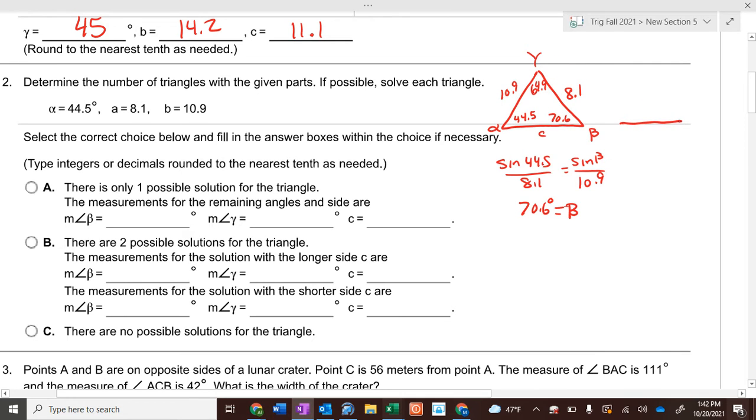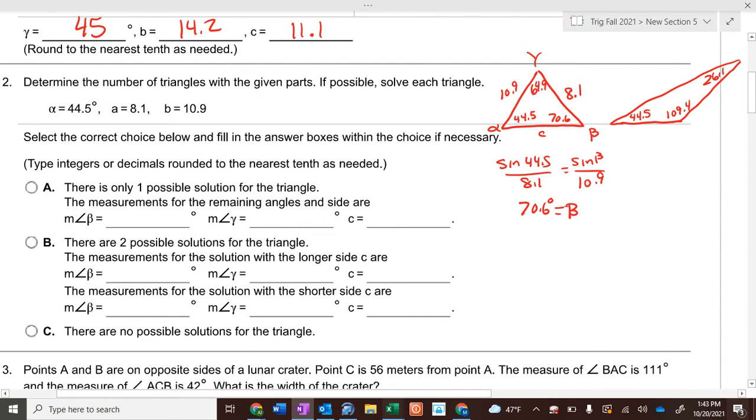So if those angles work, then you draw a second triangle where this is 44.5. And you take 180 minus 70.6, which is 109.4. And then add those together, which is 153.9, which is 26.1. Or what? 26.1? Yeah.